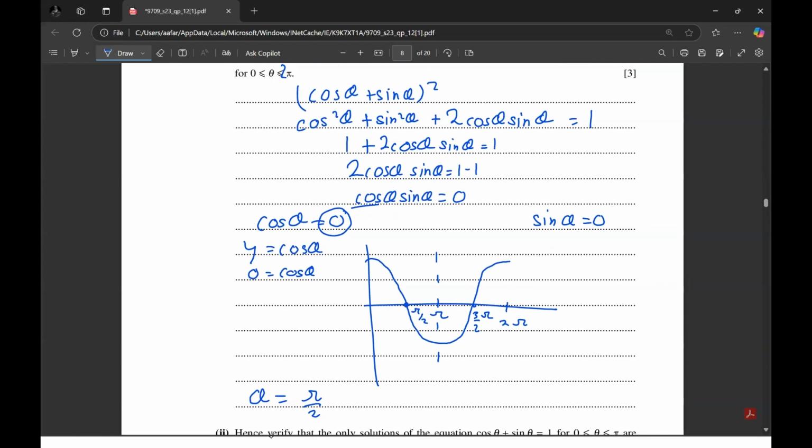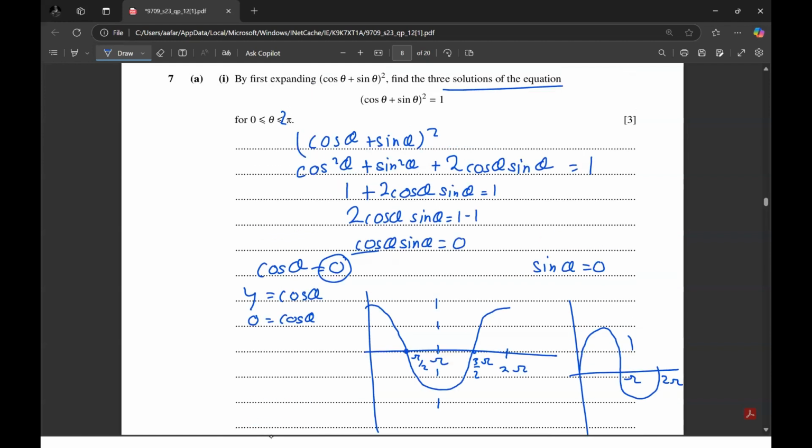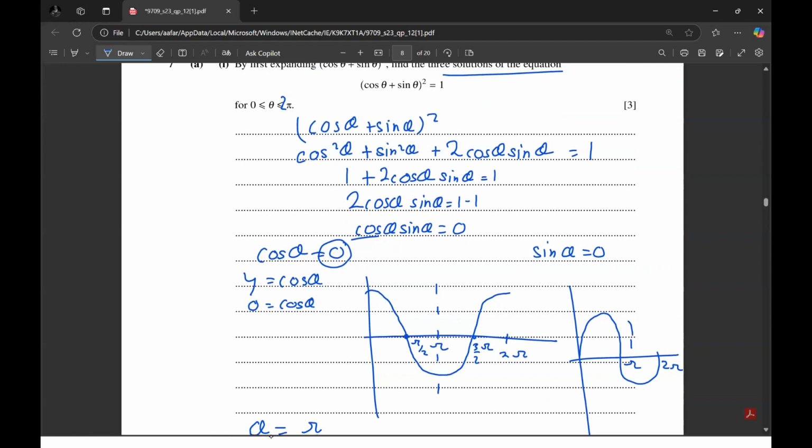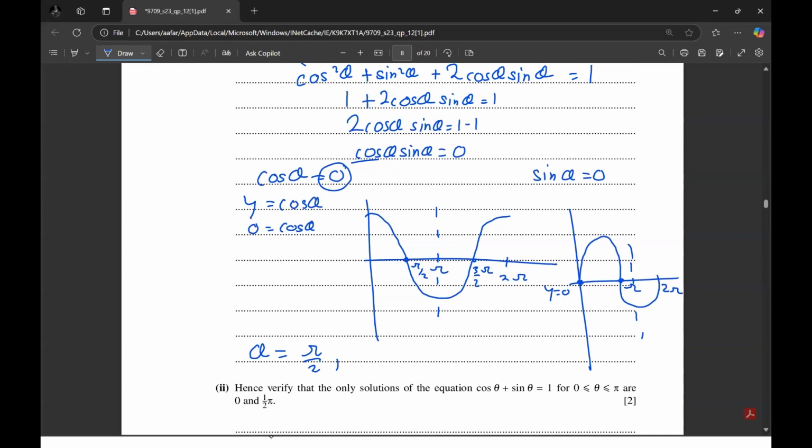And now for sine theta, same thing, a graph of sine theta like this. This is pi, this is 2 pi, and in the domain of 0 to pi, we see that y is equal to 0. Again, y is equal to 0. It has two solutions in fact. We have 0, and it is also 0 at pi. So 0 and pi. That is the number of solutions which we get.